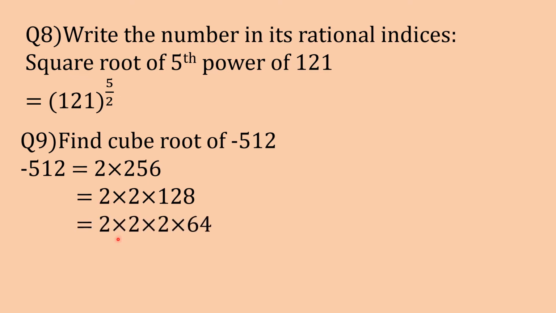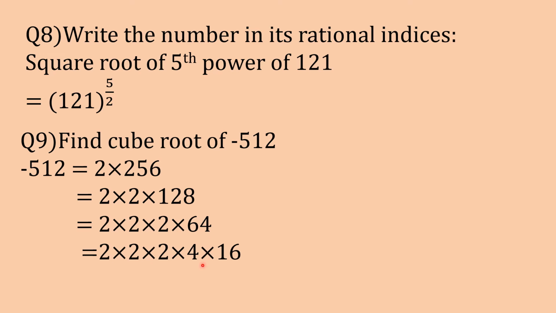This 2 will come as it is, 2 into 2. Now 128 I can write as 2 into 64. Now further this 64 I'll split. So this 2 again I write down as it is, that is 2 into 2 into 2, this 2.